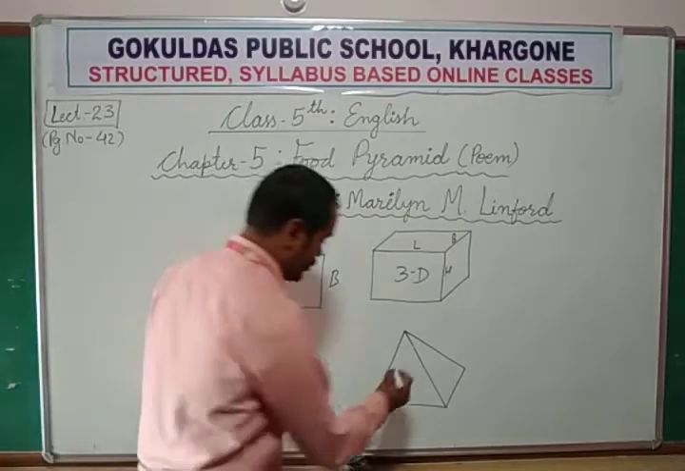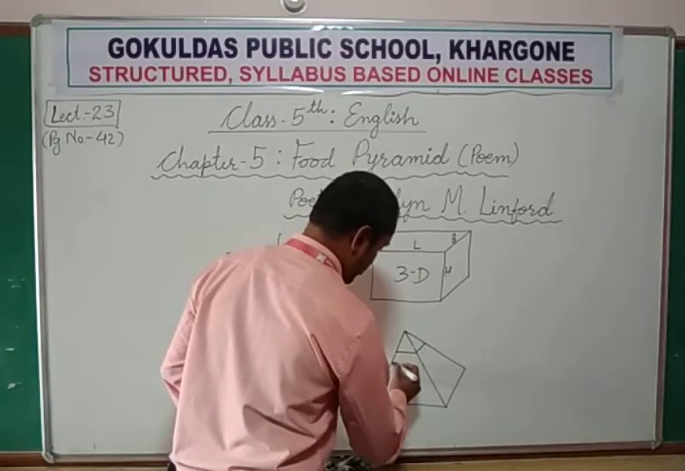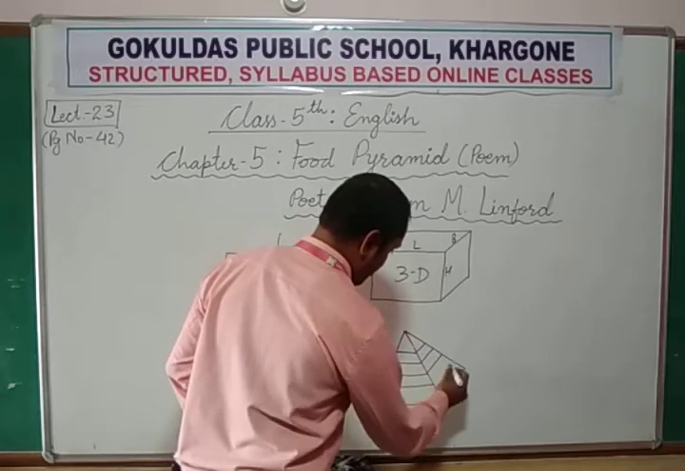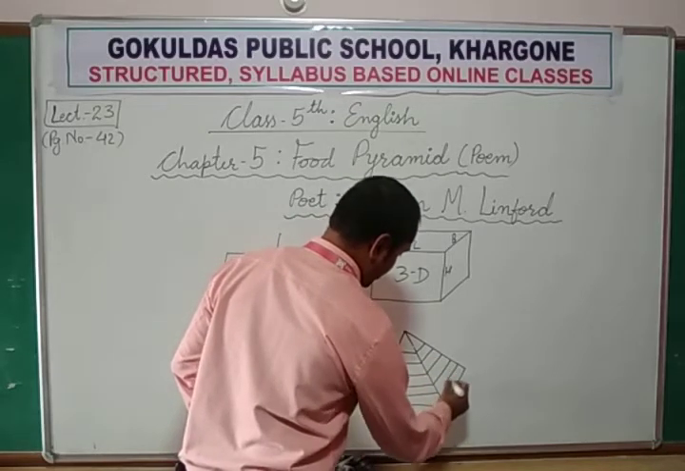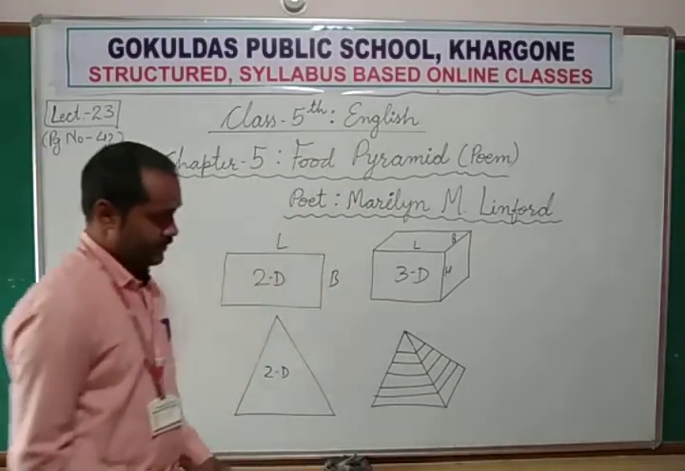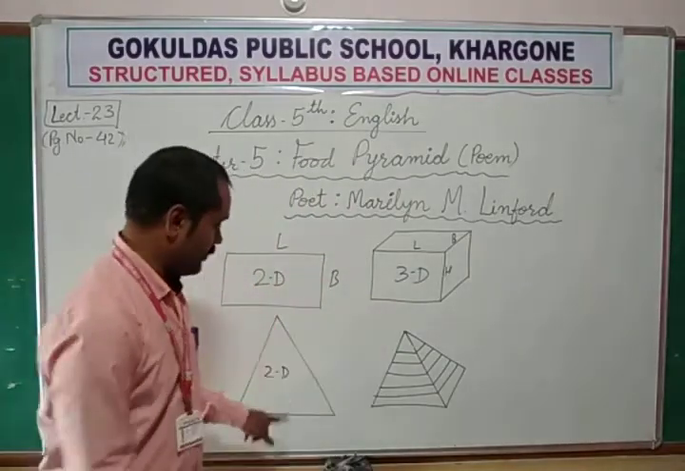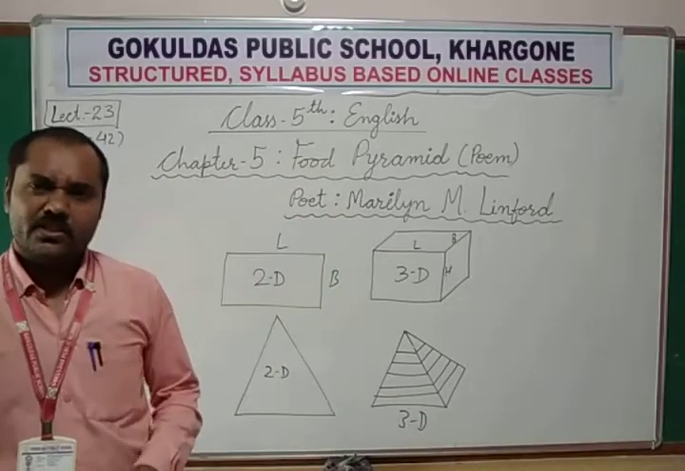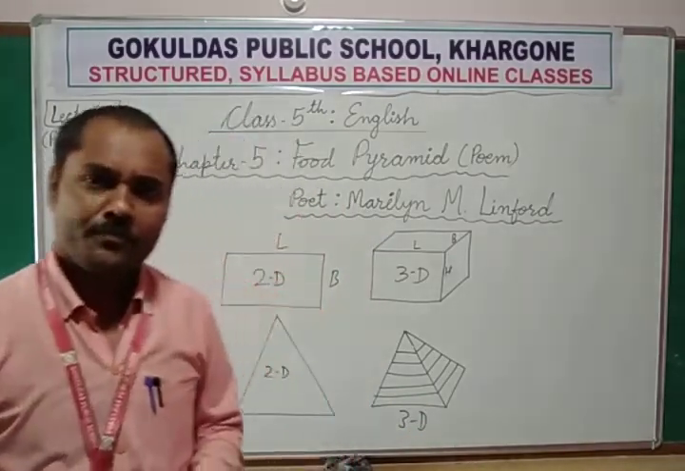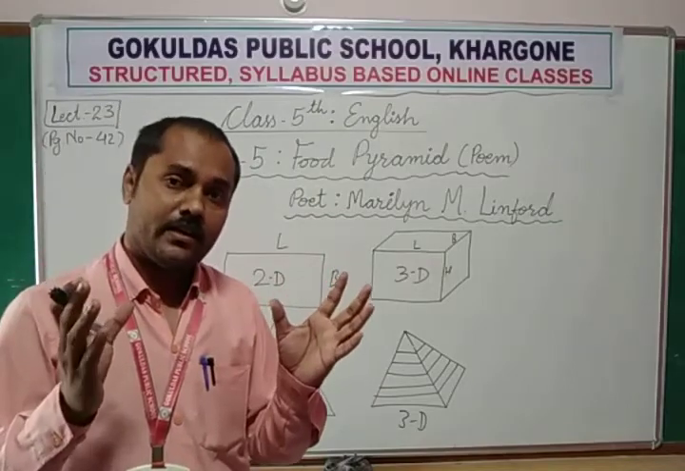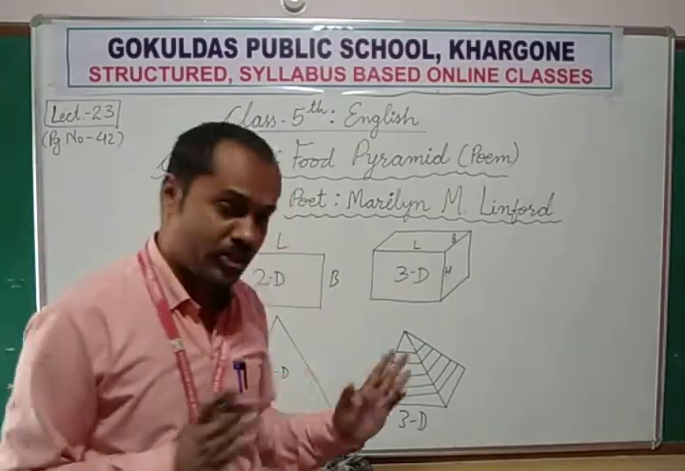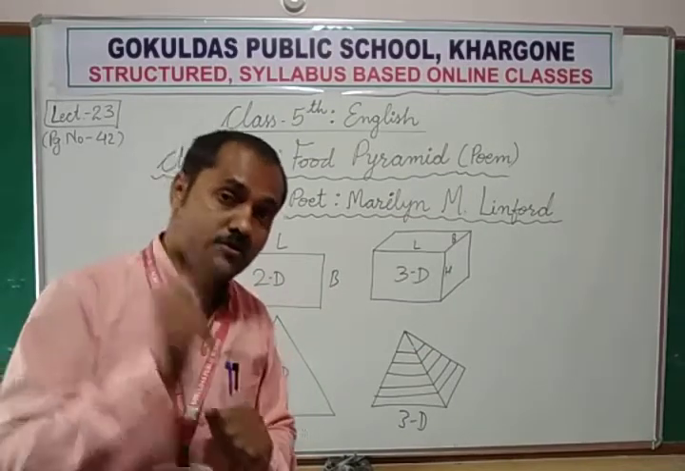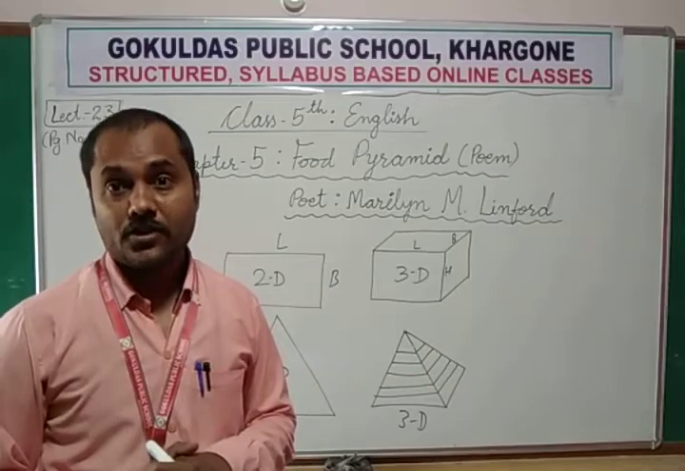So this type of structure is called pyramid. Now, did you understand what is the difference? Okay, this is only 2 dimensions, but this is a 3-dimensional object. Do you remember? Have we seen this type of structure in our school? Do you remember that we do also have this type of structure in our school?